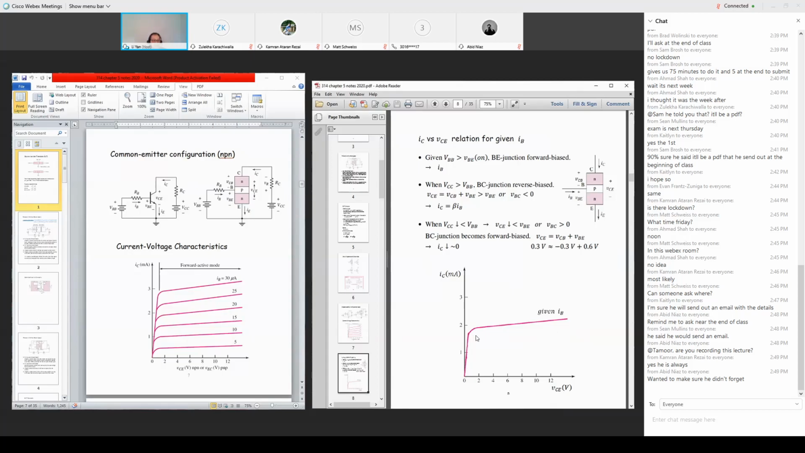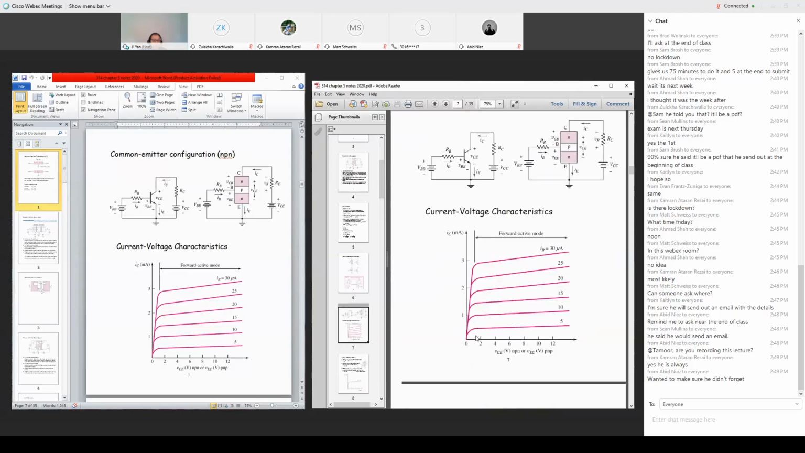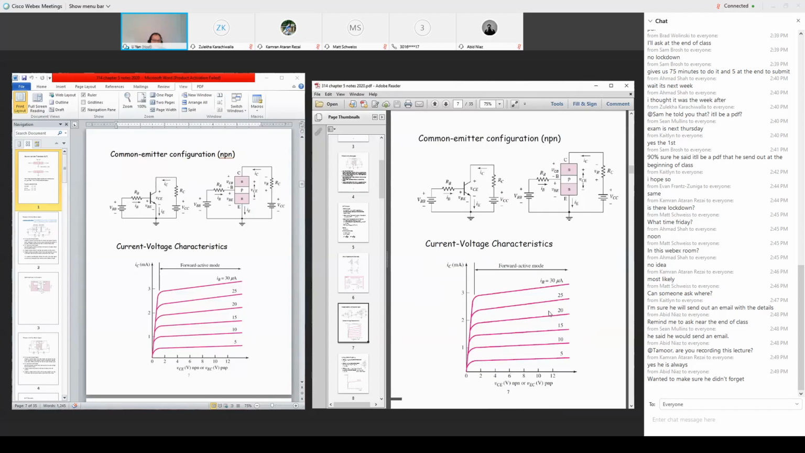Any questions? So that family of curves is summarized from the textbook, printed here.